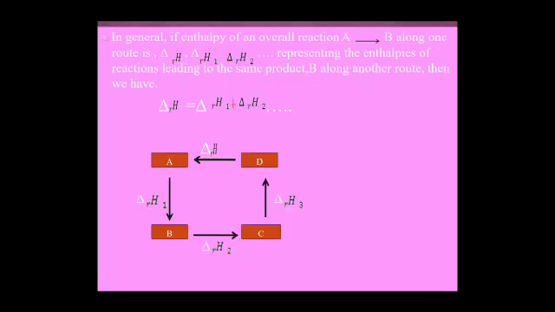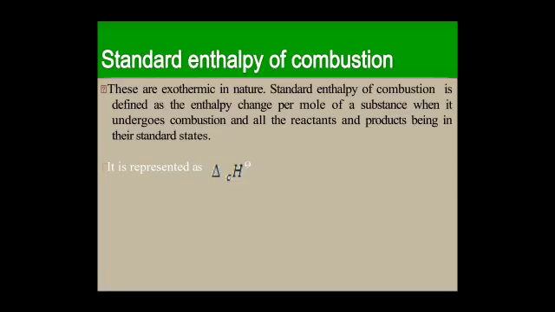We can see this with an example. In general, if the enthalpy of an overall reaction is A as reactant and B as the product along one route, only one, then it will be delta rH. If we follow different routes, then there will be the sum of all the routes, meaning delta rH is equal to delta rH1 plus delta rH2, whatever paths there are, we have to sum them.